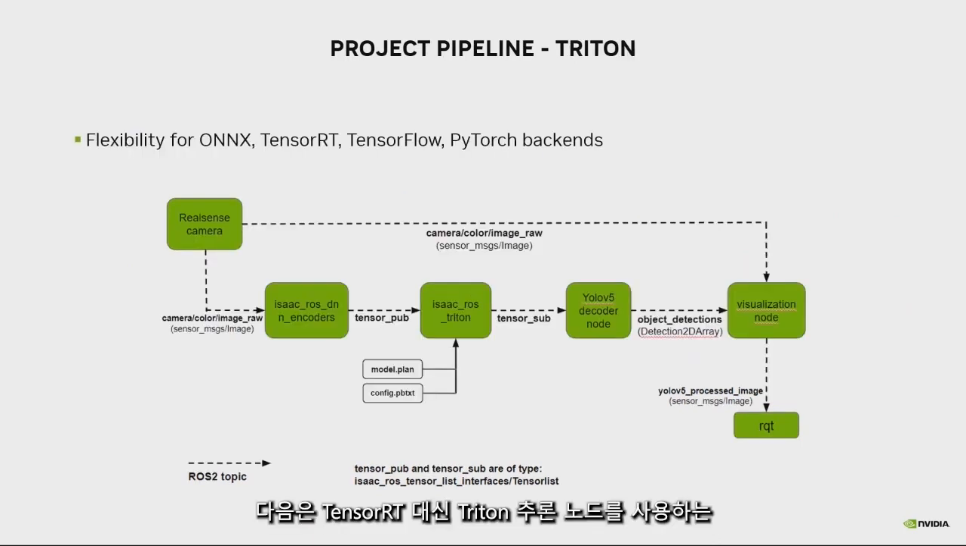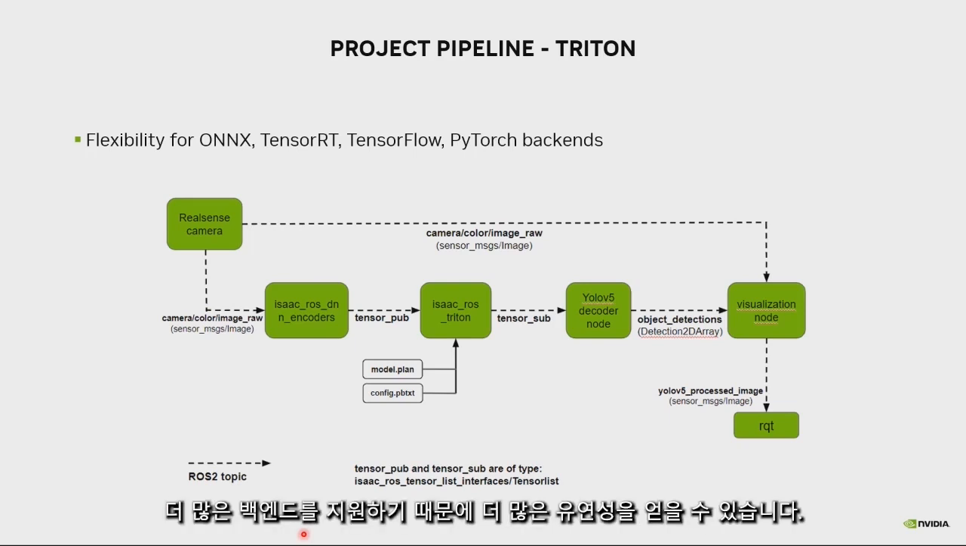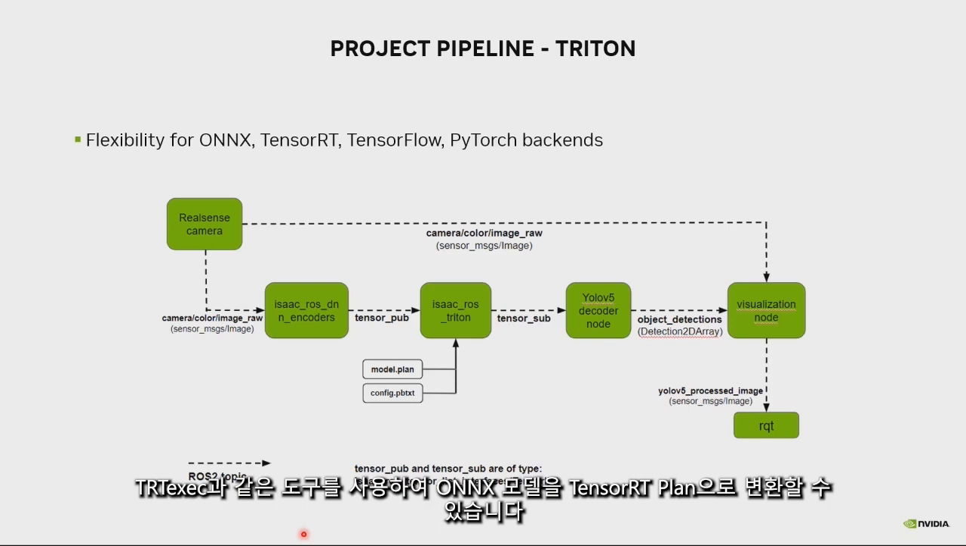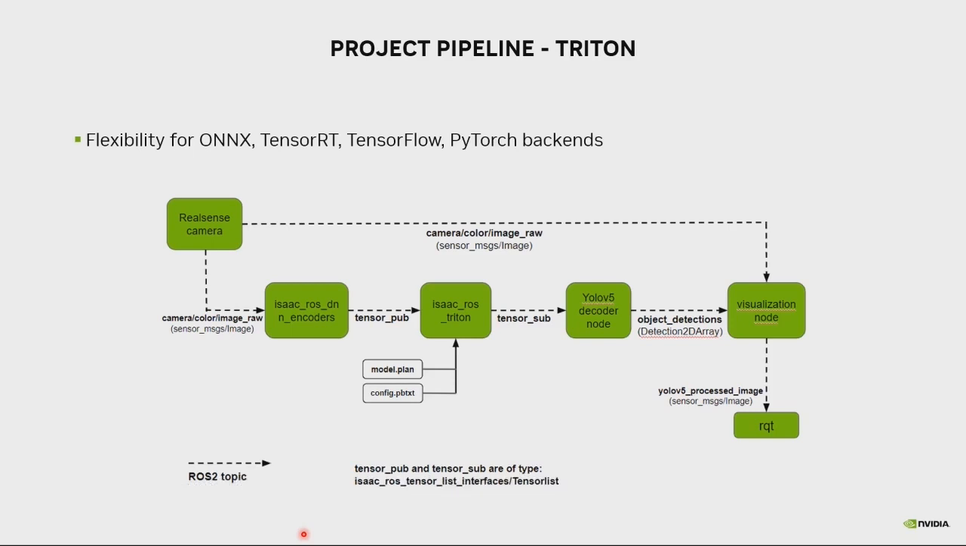Here is the project workflow using Triton for inference instead of TensorRT. The advantages of using Triton is more flexibility since it supports more backends like ONNX Runtime, TensorRT, PyTorch, and TensorFlow. If you want to use it with a TensorRT plan file, you can use tools like tao-converter or trtexec to convert your ONNX model to a TensorRT plan.